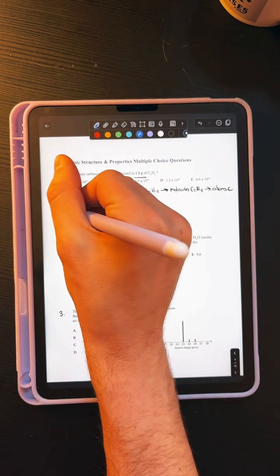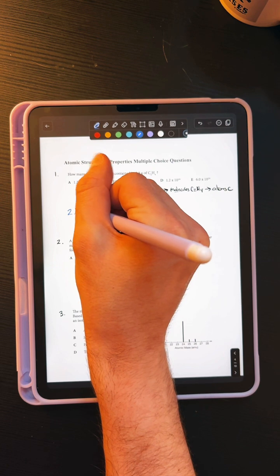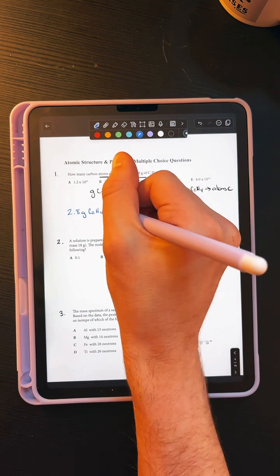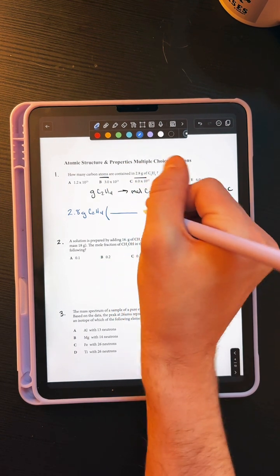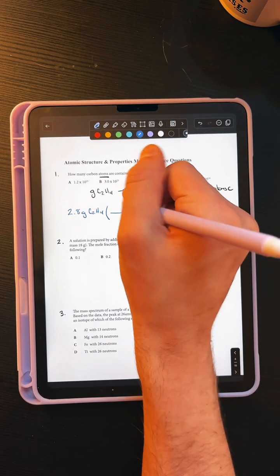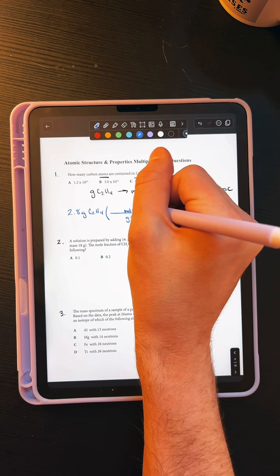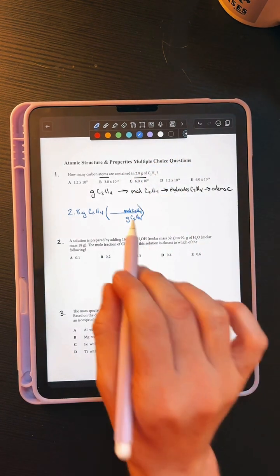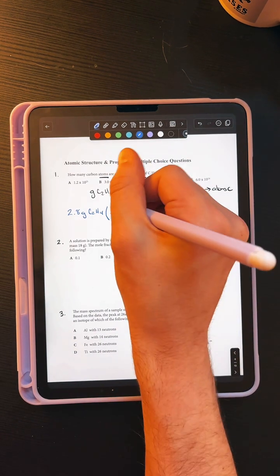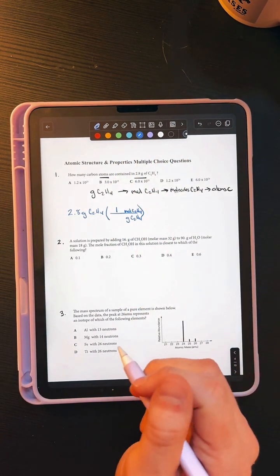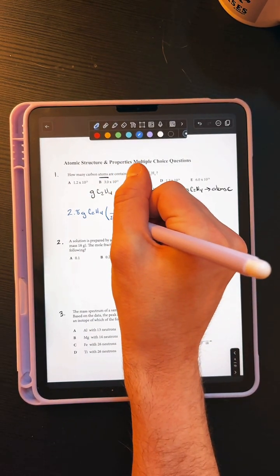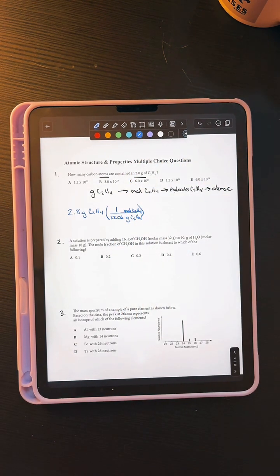Well, we're given 2.8 grams, so we'll do 2.8 grams of C2H4. Now we want to go from grams to moles. Doing dimensional analysis, I want to cancel out grams, so that's going to go on the bottom, grams of C2H4. And on top, I'm going into moles of C2H4. How do we go from grams to moles? Well, we use the molar mass. In 1 mole of C2H4, there are 28.06 grams.